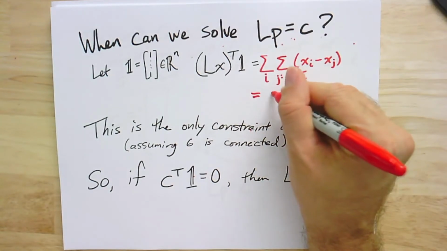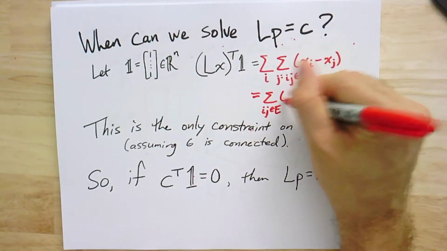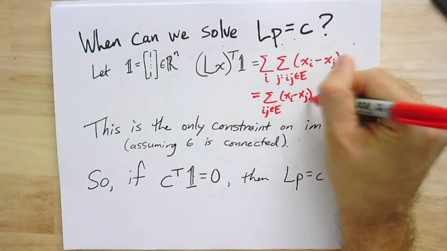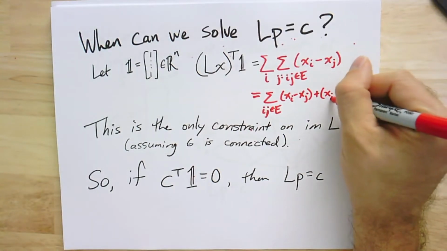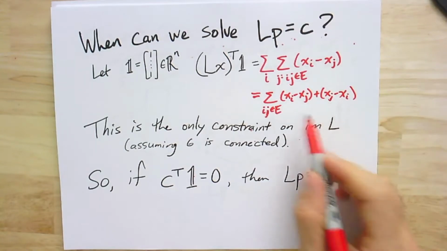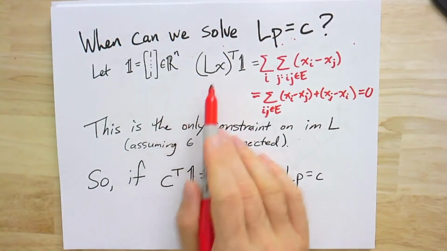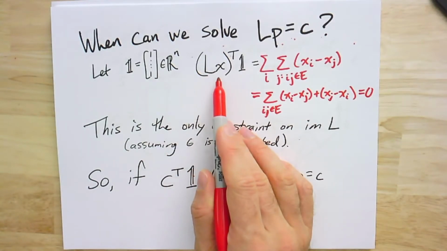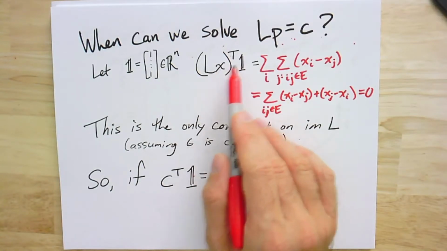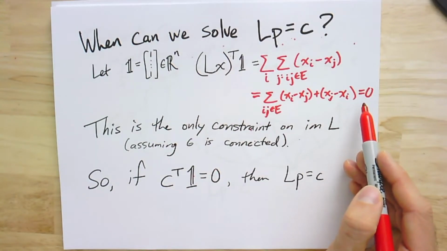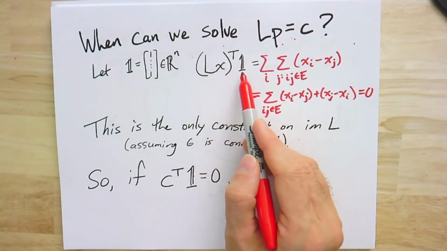And so I could write this as the sum over all ij in the edges of xi minus xj plus xj minus xi. But it's not too hard to see that this just cancels out, and this is just 0. So the vectors that we get out of Lx, that is everything in the image of L, will have the sum of their coordinates be 0. Or, in other words, everything in the image of L will be orthogonal to the all ones vector.